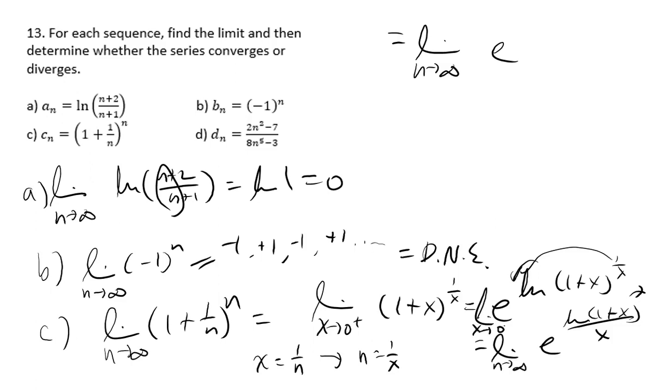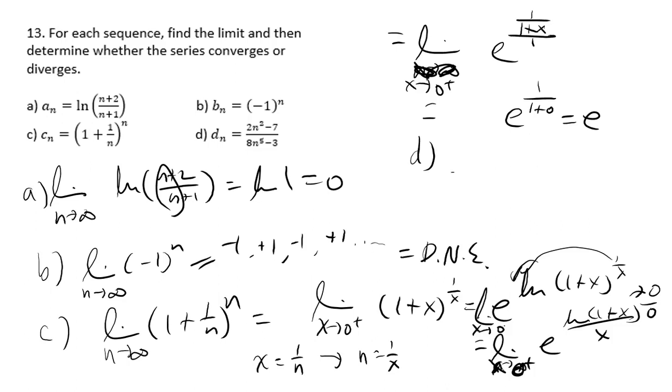differentiate top and bottom. This is x going to 0, right? So I should have written down 0 plus. Okay, this is 0 over 0 type when x is 0, so we can use L'Hopital's, and using L'Hopital's we get 1 over (1 plus x) over 1, and this is really x going to 0. When x is sent to 0, you get e to the 1 over (1 plus 0), which is just e. So it converges.